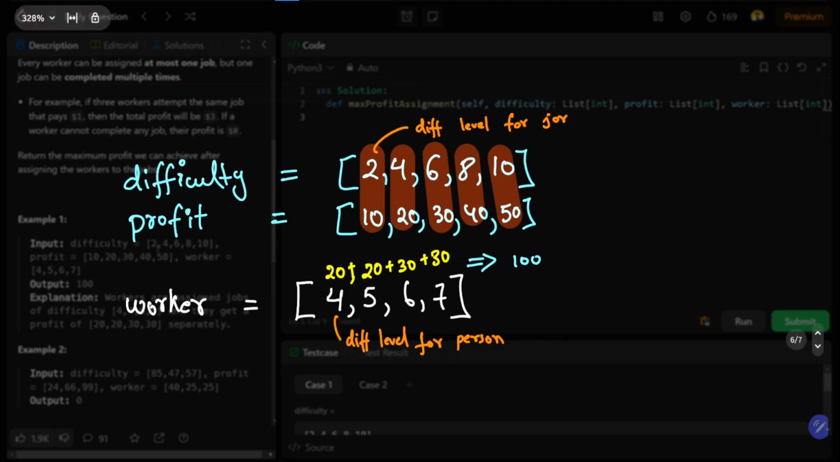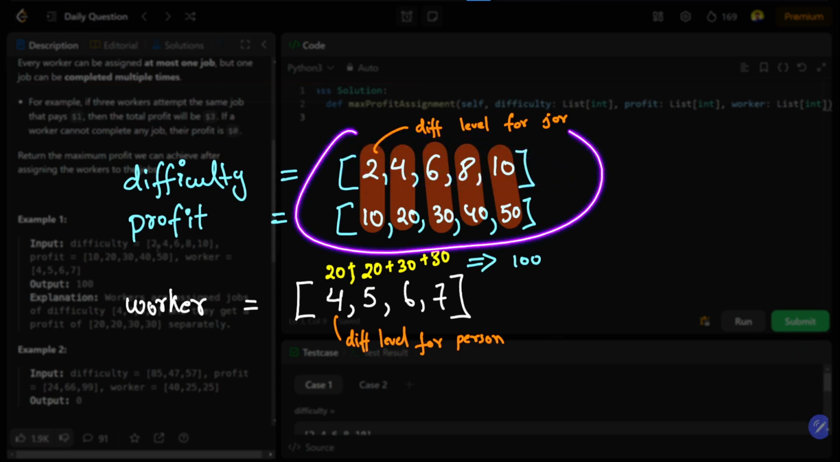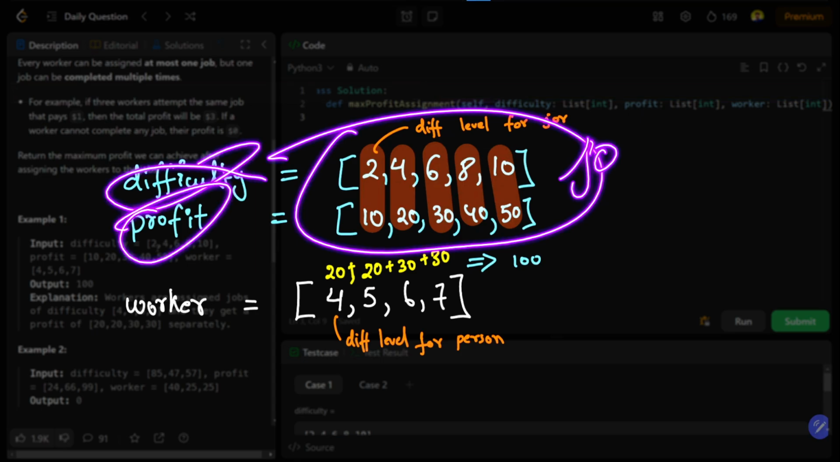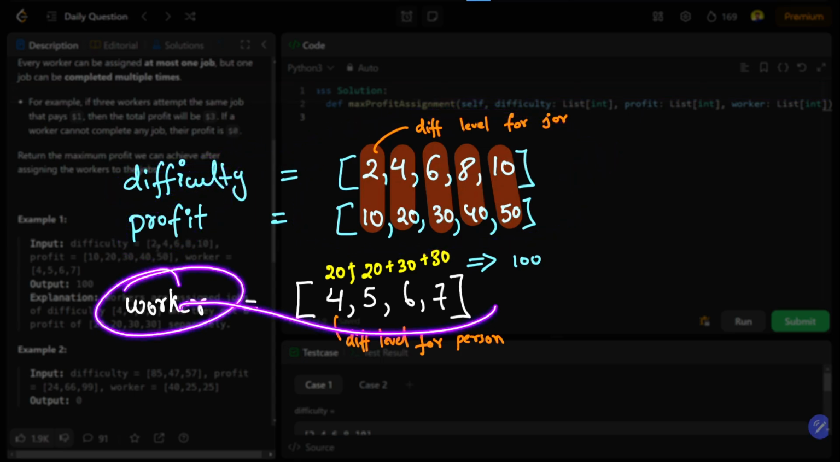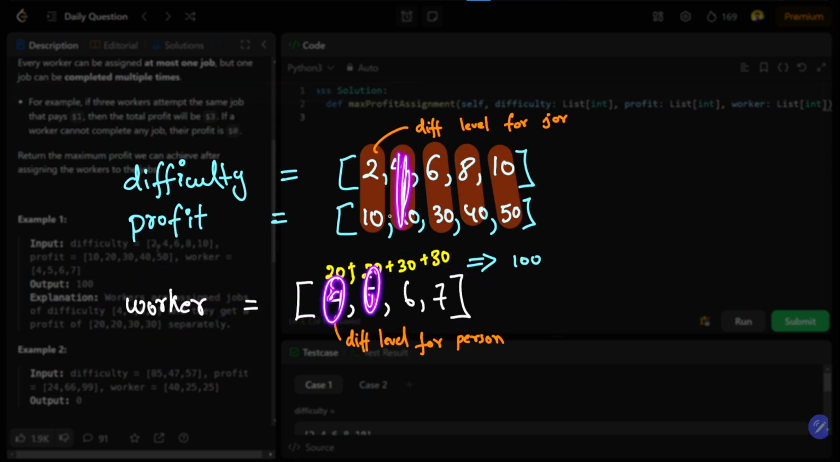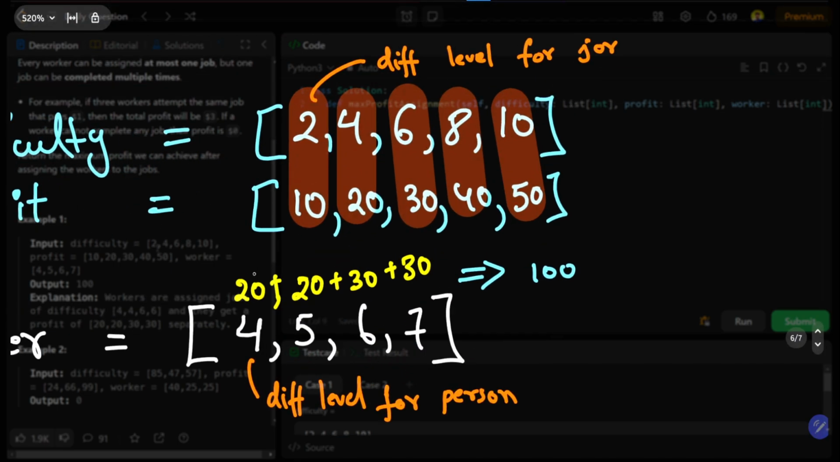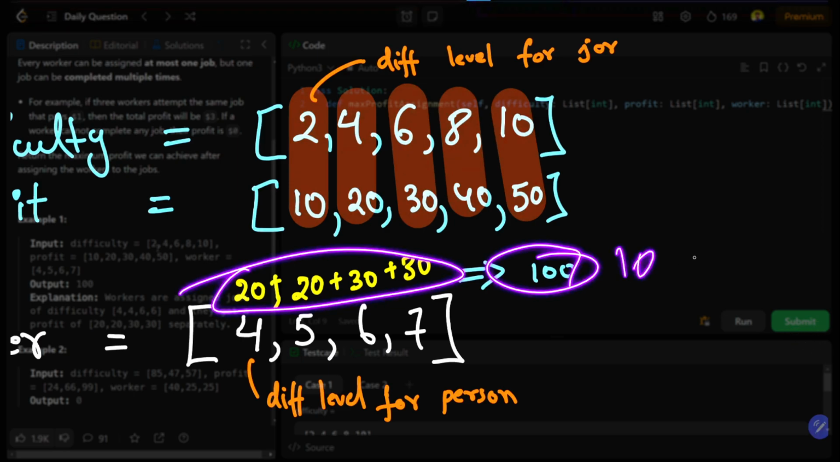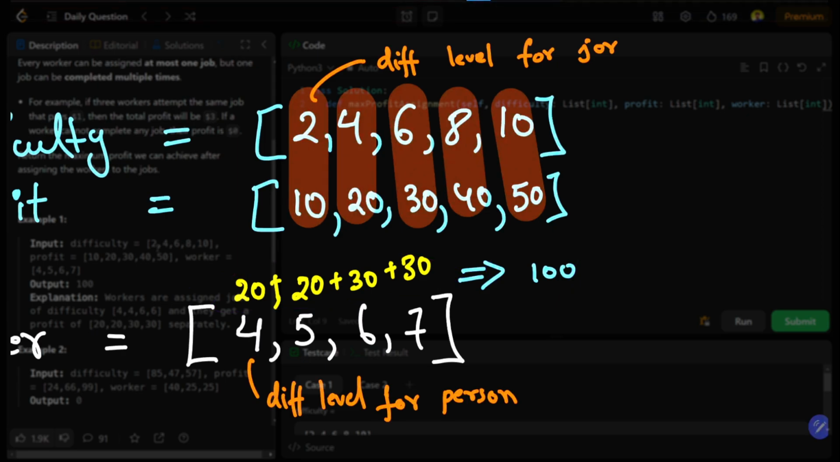For this given example, for this particular job array, which defines the difficulty and the profit level, this sort of worker can do this job, this can do this one, this can also do this one, this can do this job, and this can do this job. So for each I get this sort of profit, which in total gave me 100. So this was the example, and we got the profit like this.